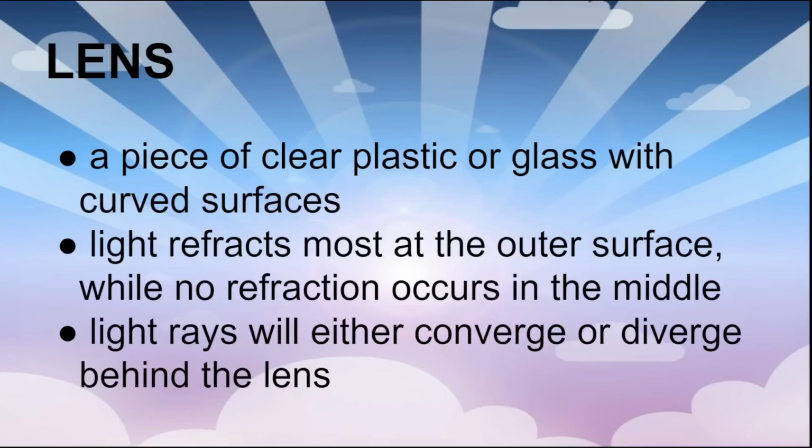What are lenses? Lenses are a piece of clear plastic or glass with curved surfaces. So, light refracts most at the outer surface while no refraction occurs in the middle. Light rays will either converge or diverge behind the lens.